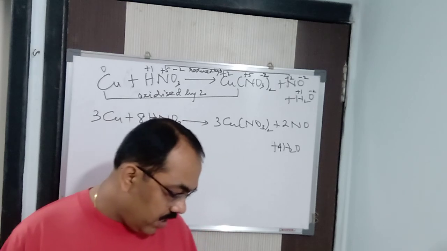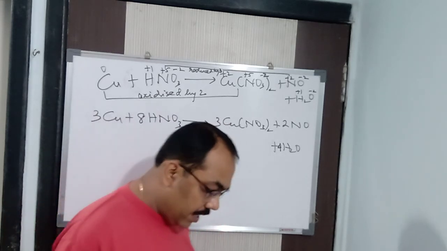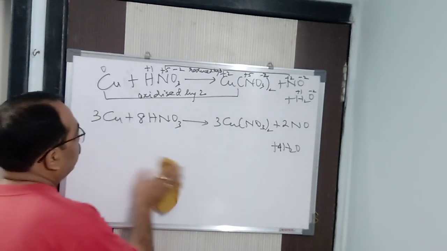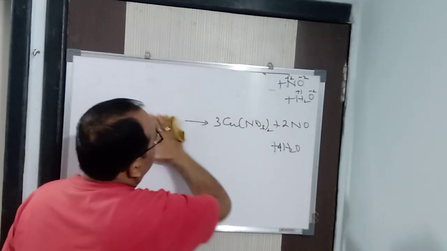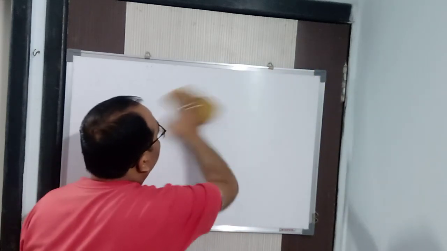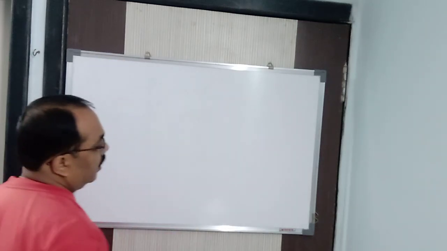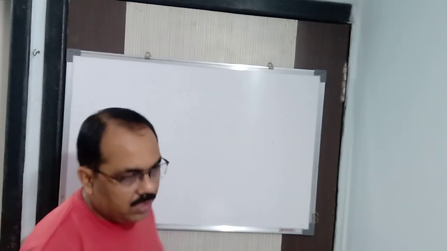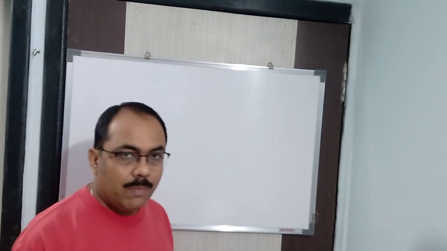Now I will come to the next method, the ion electron method. In the ion electron method we have two things: one is acidic medium, another is basic medium. In acidic medium you balance it in the presence of H plus ions, and in basic medium you balance it in the presence of OH minus ions. Both are the same, H plus and OH minus, a little bit of difference is there. Got it? While balancing it.